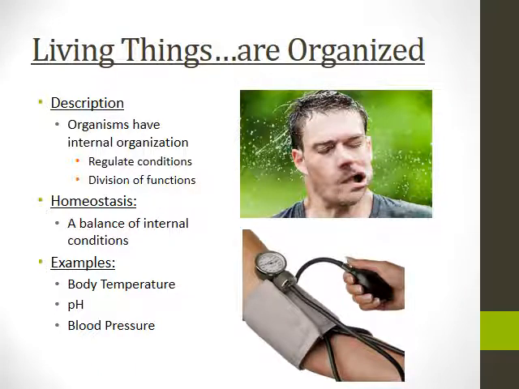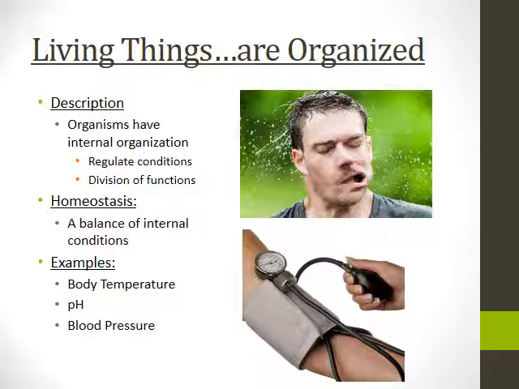All living things are organized. So the description here is organisms have internal organizations. These can help regulate conditions inside the body, as well as, like we said earlier, have differences in functions or a division of labor. So certain areas, organs, or cells inside the body do specific things, and this helps the organism survive in a cohesive manner.